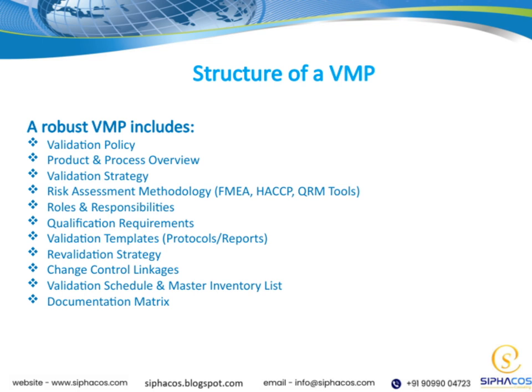Change control linkages connect validation activities to change management, helping us adapt and stay compliant when modifications happen. The validation schedule and master inventory list keep us organized, providing a roadmap of activities and a comprehensive list of all items involved. Finally, the documentation matrix ensures that all documentation is complete, accessible, and traceable, forming the backbone of our validation framework. Overall, the structure of a VMP ties all these elements together, creating a cohesive plan that supports quality, compliance, and continuous improvement throughout our validation lifecycle.